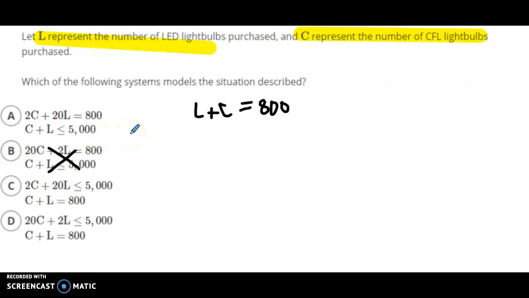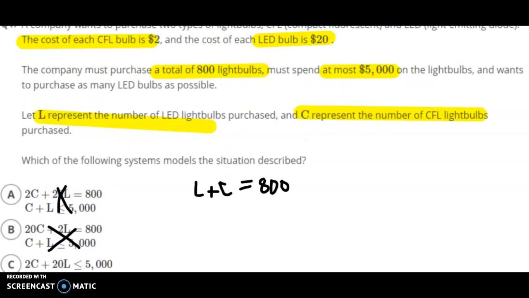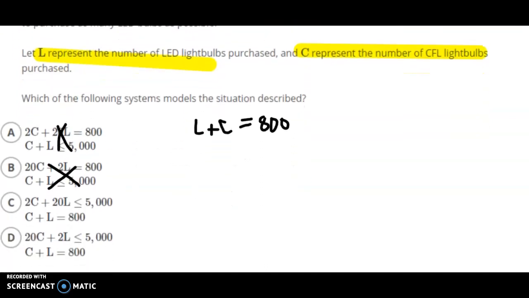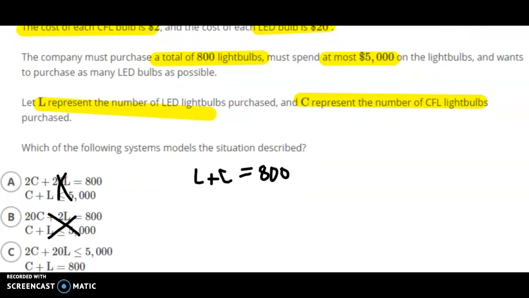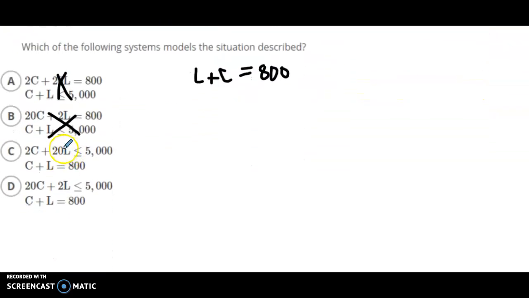Alright, and then the cost has to be... Oh, that also eliminates A because it doesn't say equals, it has a less than or equal to. So the cost has to be 5,000. And what did it say? The cost of a CFL is $2, so that means 2 goes with the C. And then the cost of an LED was 20. So that means 20 goes with LED, or L. So then that's how you get your answer right here. 2 for the C and 20 for the L.